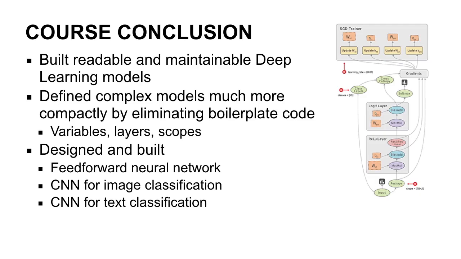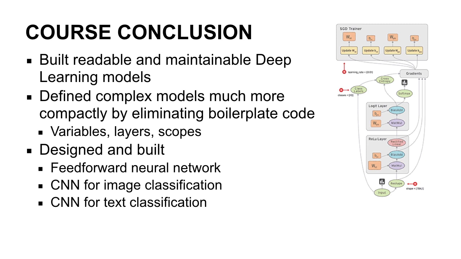In this course, we learned how to build readable and maintainable deep learning models, as well as define complex models much more compactly by eliminating the boilerplate code. We looked at variables, how to create and define different types of variables. We looked at layers and how to create abstract complex layers in a repeatable way. And then we looked at scopes and how we can use them to organize our code and manage default parameters for multiple layers at a time.